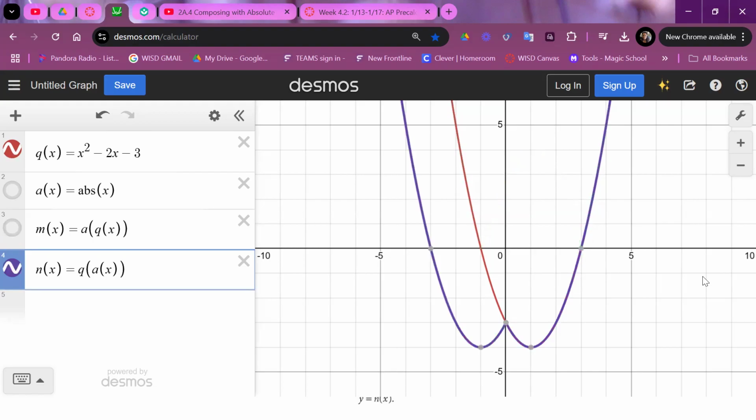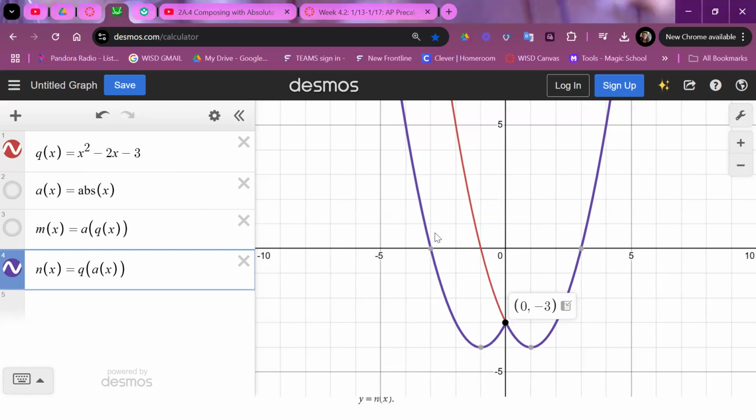I'm going to hide this so you can see the difference. What happened with q composed of a of x? It's symmetrical. Is it symmetrical with the y-axis? Yes. What stayed the same were my positive x values, x greater than or equal to 0, and the values that are less than 0 changed. They reflected. They mimic their positive values.